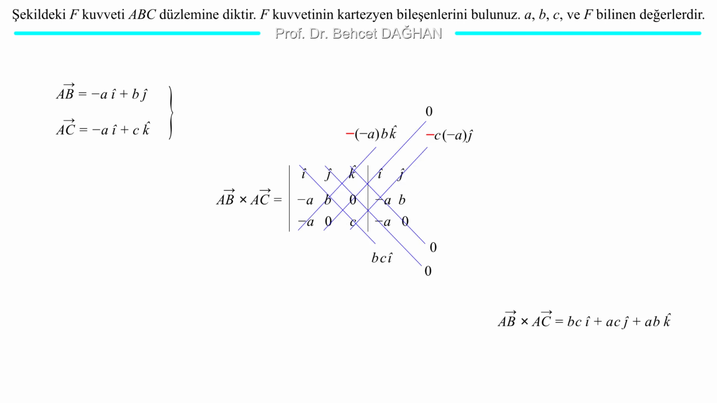We write the first two columns to the right of the determinant and multiply the terms on the diagonals. We will subtract the terms above. The terms above already have negatives. Since we are subtracting, we put a negative sign in front of them. Therefore, the negatives cancel each other out, resulting in a positive. One of the terms above is AB multiplied by k, and the other is AC multiplied by j. The term below is BC multiplied by i. We will add these together. All three terms are positive. We obtain the same result as before.